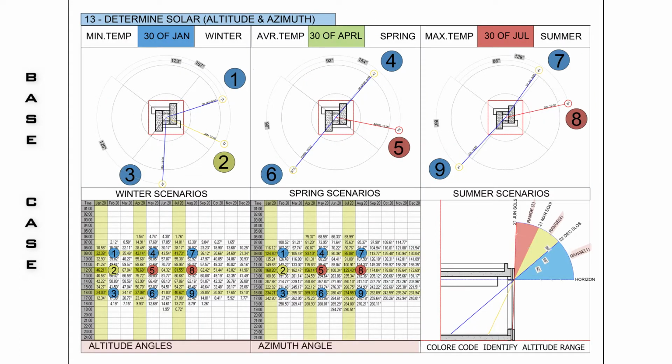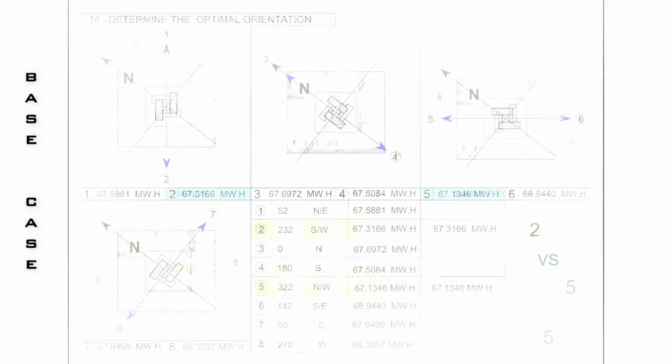Determine solar altitude and azimuth. After getting the data of the sun altitude and azimuth from the IAS, we highlighted the related angles and applied them to each scenario in its correct position.